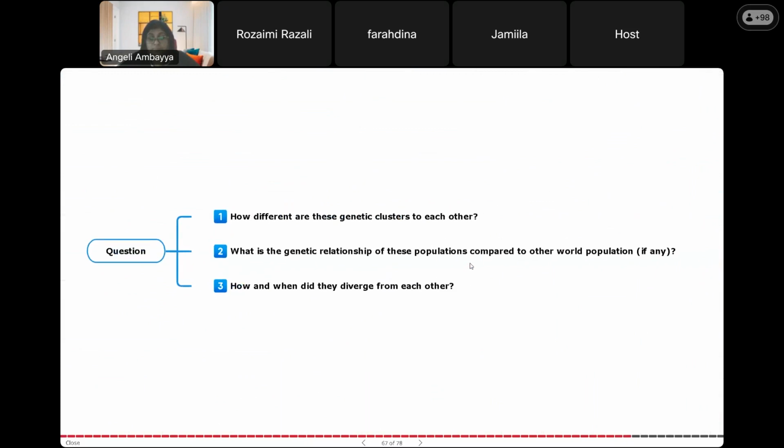Okay. So next we try to answer how and when they diverged from each other. Meaning we have these 6 QGP ancestries. How did they diverge? Why did they diverge? And when did they diverge?